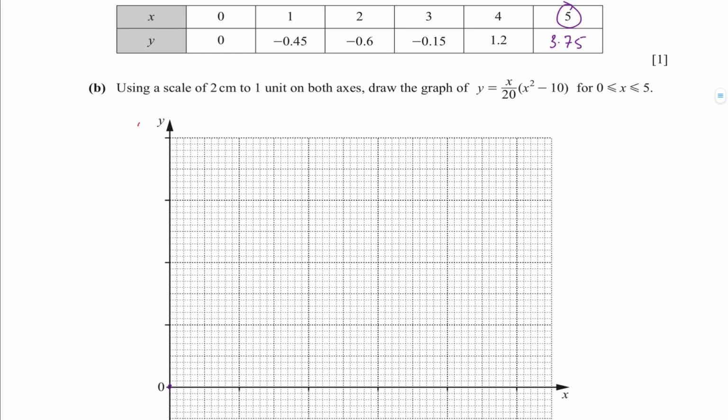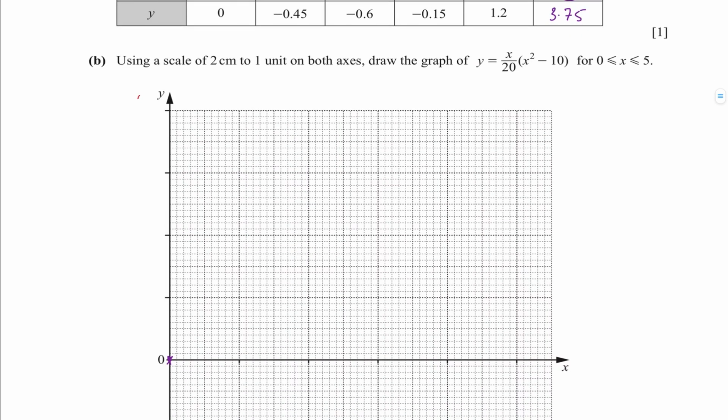So we have a point 0, 0. I'm going to mark that. Make sure that you put a cross instead. By the way, the scale says use 2 centimeter to represent 1 unit. So that means I'm going to leave 2 boxes and mark 1 on the y-axis, and I'm going to do the same for the x-axis also.